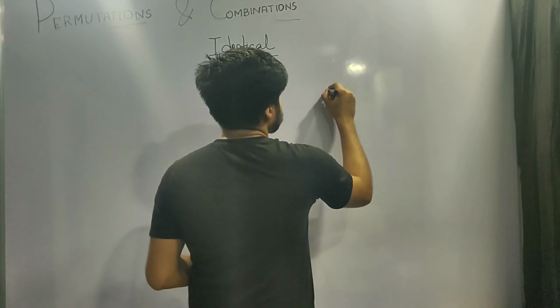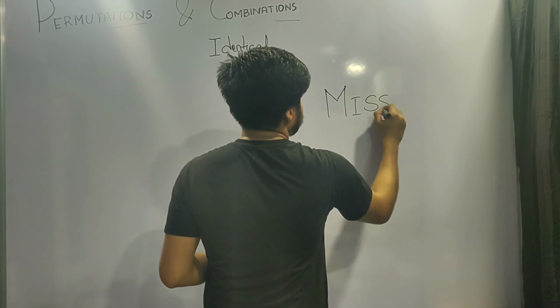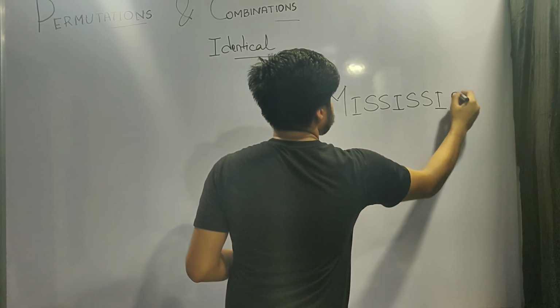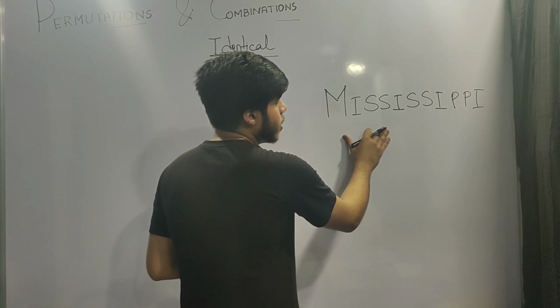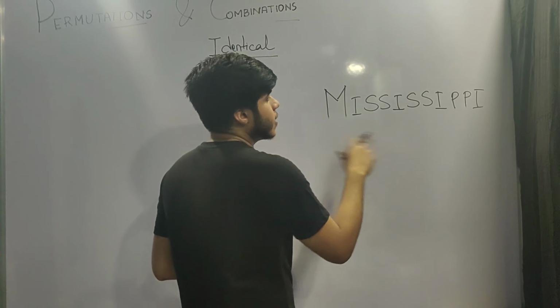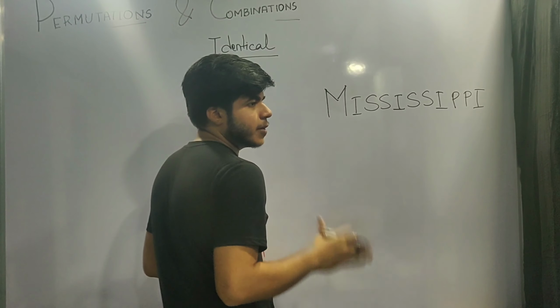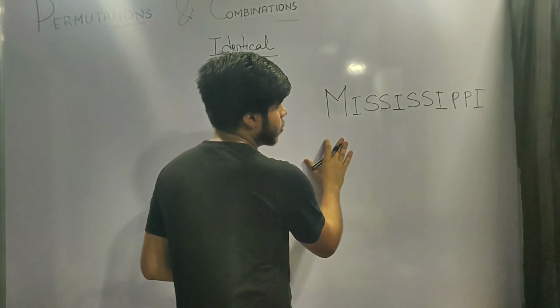Suppose I am given this word Mississippi, M I S S I S S I P P I. The question says to find the total number of permutations of all the letters of the word Mississippi. Now these kinds of problems are known as word problems, and I will make separate videos on them, but let us first find the answer of this.